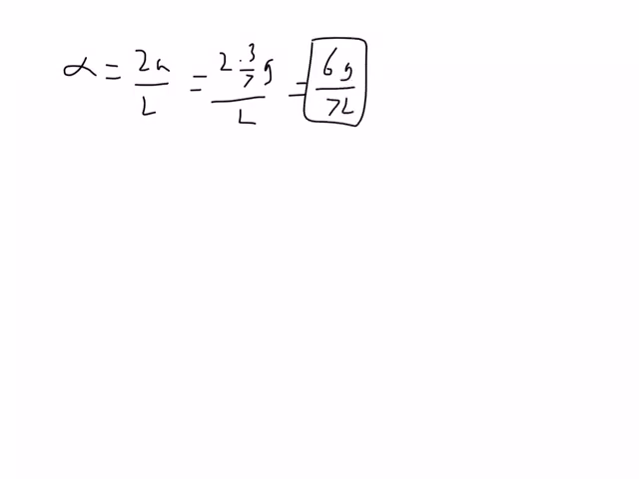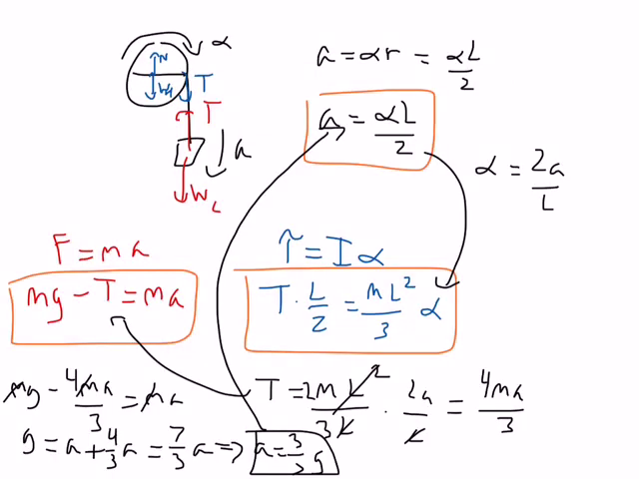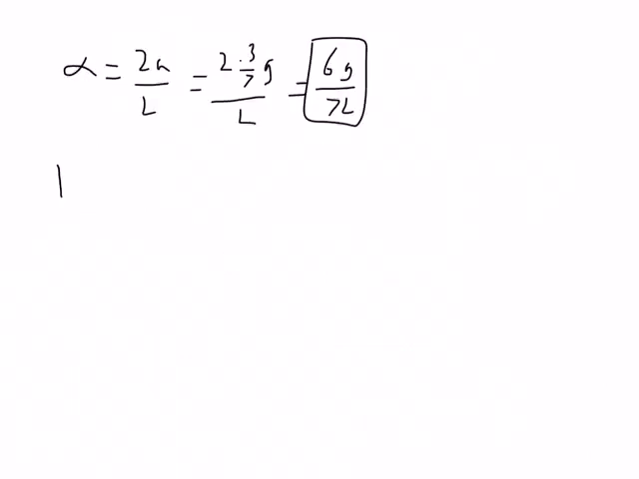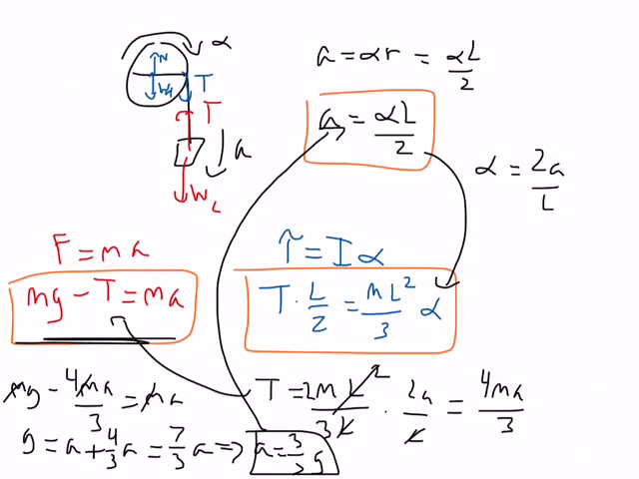So alpha equals 2a over L equals 2 times 3/7 g over L, which is 6g over 7L. All right? And that is the angular acceleration alpha of the rod hoop assembly. And so now finally, let's click again, and I think I'm going to use this equation. That's probably the easiest to work with, and we're going to plug in what we know for a and solve for T. So we can rearrange that to get T equals mg minus ma, like that.